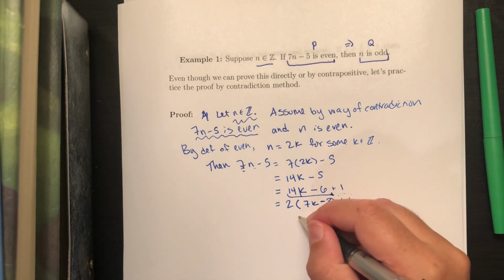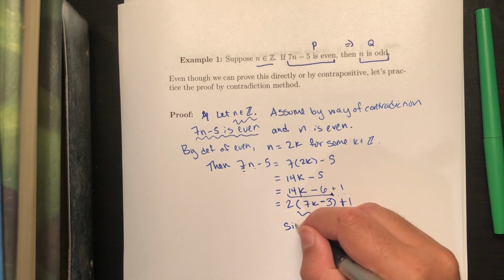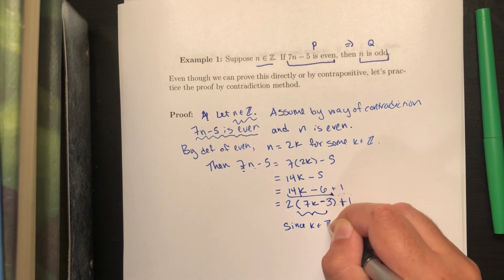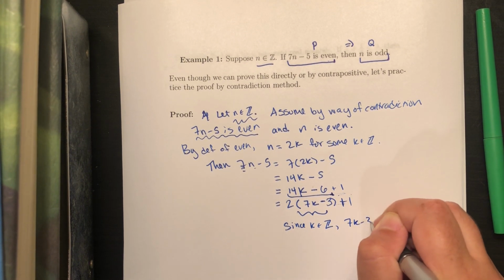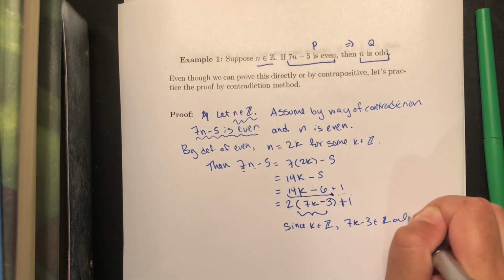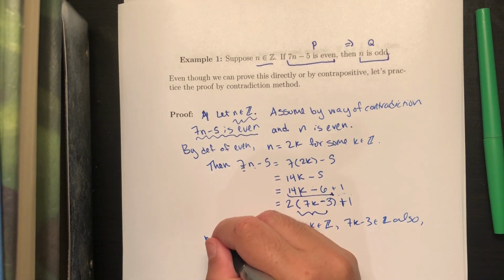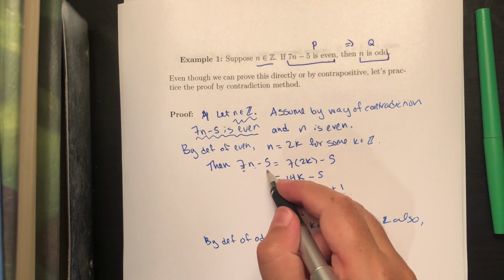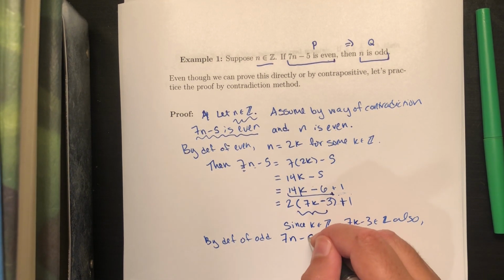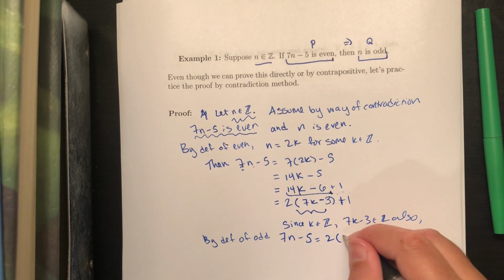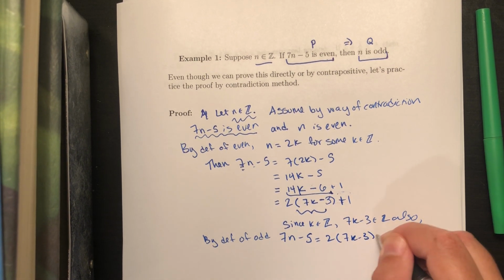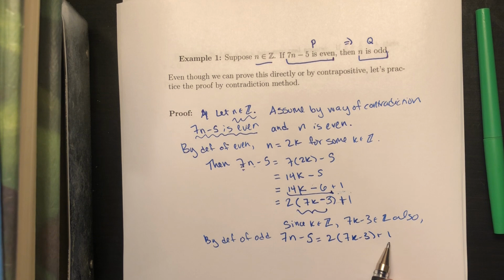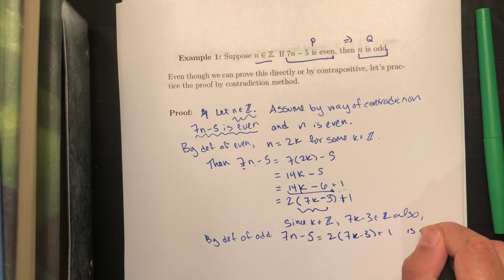Now k is an integer, so since k is an integer, 7k minus 3 is an integer also. And so by the definition of odd, we've now expressed 7n minus 5 as 2 times 7k minus 3 plus 1, as 2 times an integer plus 1. So 7n minus 5 is odd.